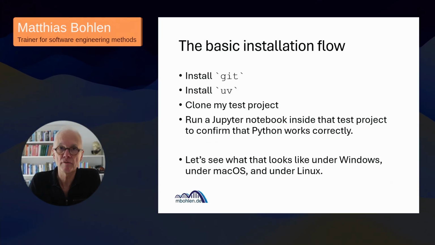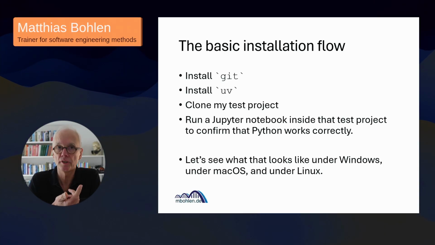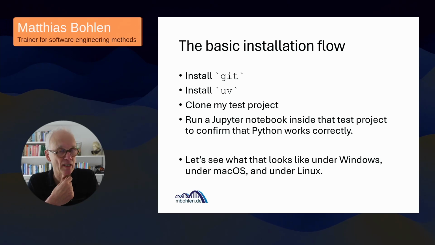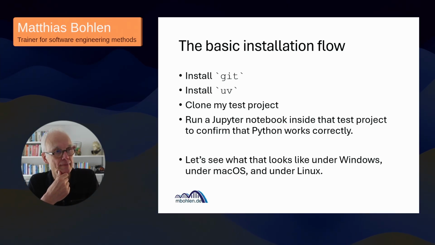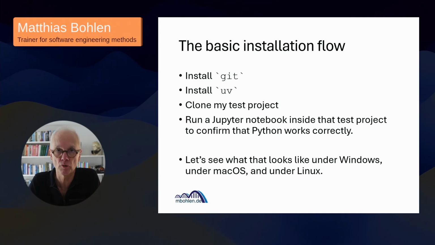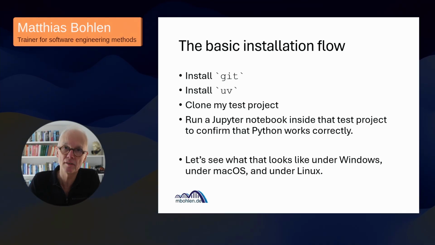The basic installation flow is always the same. First we install Git, if you haven't got that. Then you install UV itself. Then you clone my test project that I will show you in a minute. It's open source on GitHub, so you can easily clone that. And then you run a Jupyter notebook just to prove that Python is working correctly on your machine now. So let's see what this looks like under Windows, under macOS and under Linux.